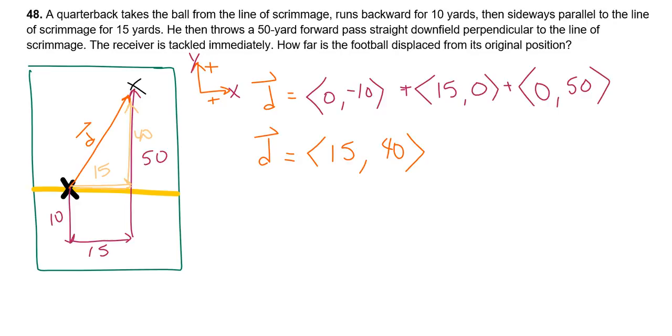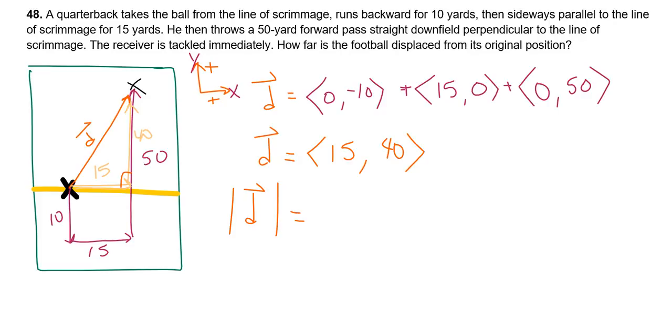The question is, how far is the football displaced? So what we care about is the length of the D vector, which, if you remember, is the magnitude of D. So basically, we have to take the magnitude of D, and we'll see here that this is a right triangle. So we're going to use the Pythagorean theorem to find the length of the vector D, or how far the football was displaced from its original position.